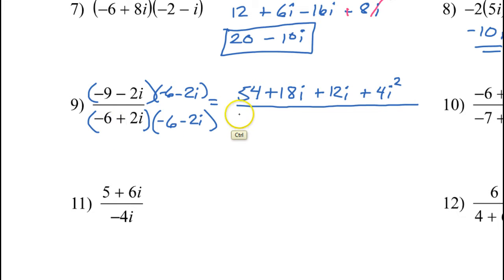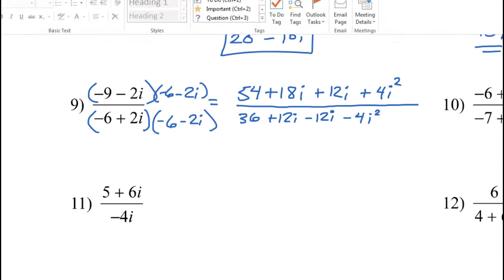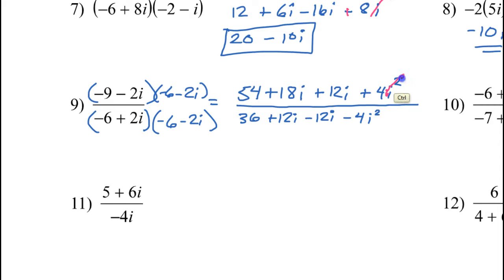Now in the denominator, negative 6 times negative 6 is positive 36. Negative 6 times negative 2i is positive 12i. 2i times negative 6 is negative 12i. And 2i times negative 2i is negative 4i squared. Now it's time to remember that i squared is negative 1. So that's going to change this positive 4 into a negative 4. Similarly down here, again, i squared is negative 1. That's going to change this negative 4 into a positive 4.